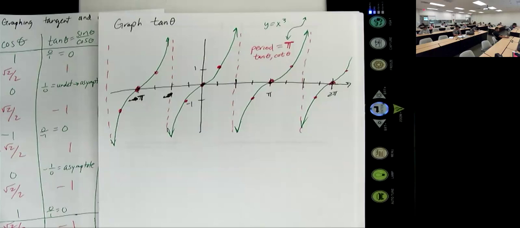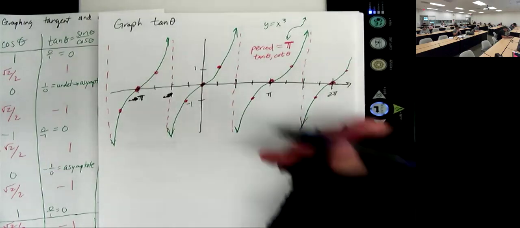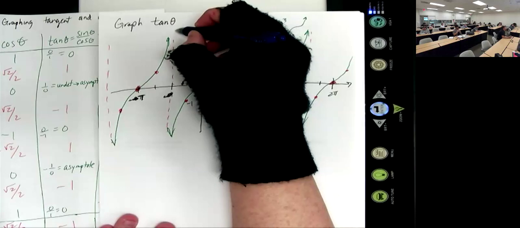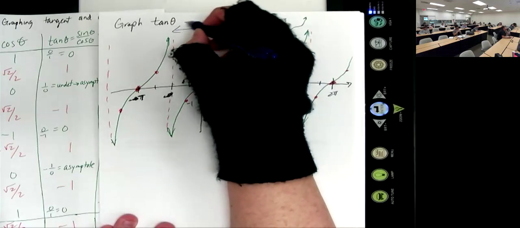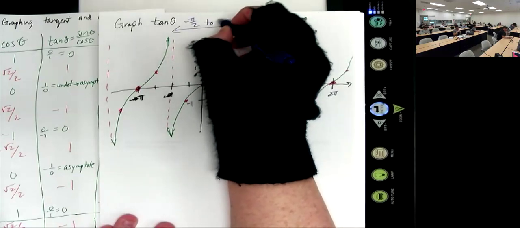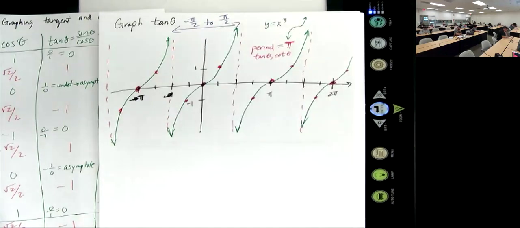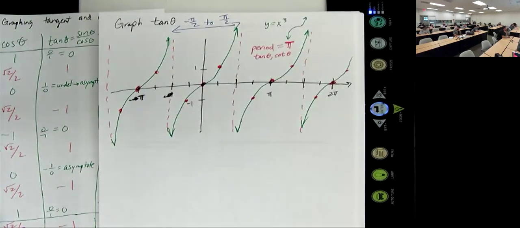Every other thing we did stays the same. You divide by b to find out where your little marks go. Basically, rather than the 5 points going from 0 to 2 pi now, the base graph we tend to treat for this is this region right here. We tend to look at negative pi over 2 to pi over 2 for tangent theta, because it's the values that are closest to x equals 0.